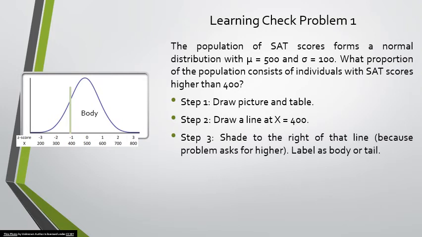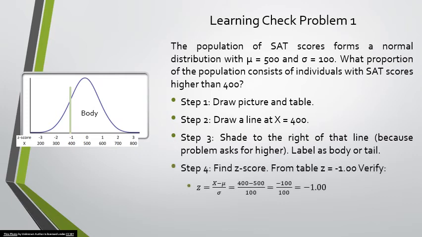Step 3, you're going to shade to the right of that line because the problem is asking you for SAT scores higher than 400. Label as the body or the tail. In this case, to the right of 400, it's going to be a body. It's because it's the larger portion and it includes the z-score of 0.